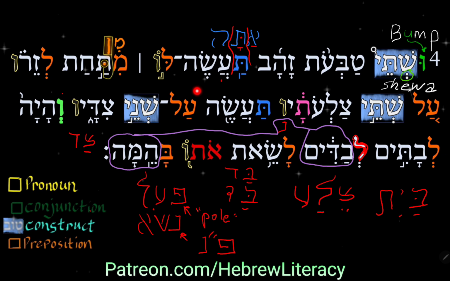Taaseh, you shall make, al shnei zidaiv, with or upon its 2 shorter sides. V'haya, and it shall be levatim, for the inner part. Levadim, for rods, for dowels. Lasheit, to carry. So for carrying rods. Oto, it. Baheimah, with them.